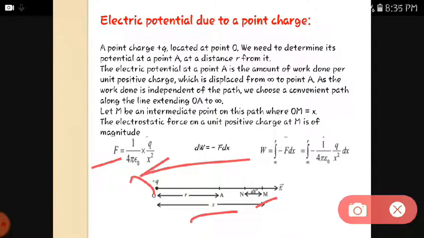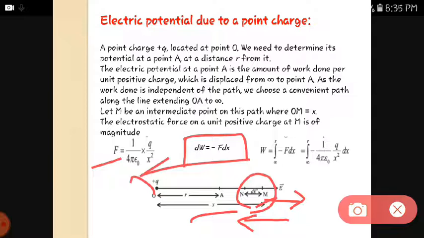If some work is done to carry that charge up to point A, the work done is force into displacement. The work is against the field: the field is in one direction and we are moving the charge in the opposite direction. So we get dW as minus F dx. This dW is a very small work done between two nearby points, but I want the whole.